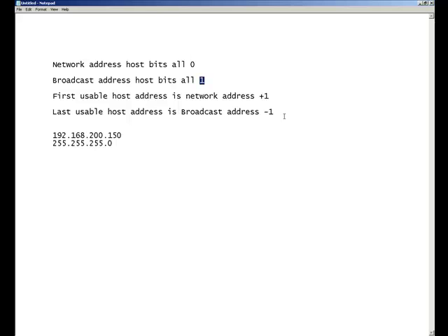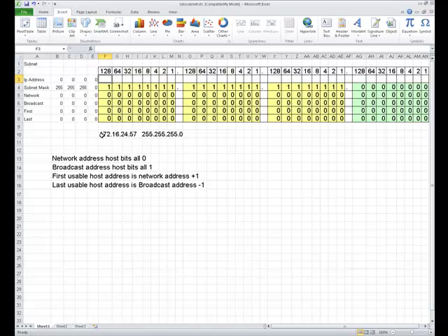So those two definitions, those two rules, will tell us the first, the last, the network address, and the broadcast address. To do that, I'd like to look at a couple of problems in a spreadsheet. So if we take this spreadsheet here, let's take 172.16.24.57 with a 255.255.255.0 subnet mask.